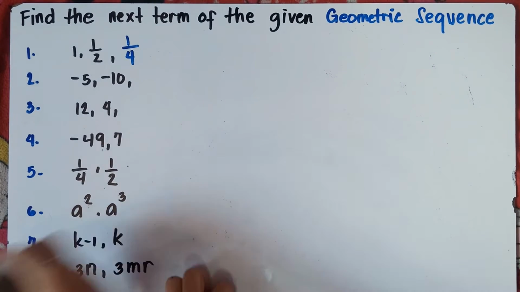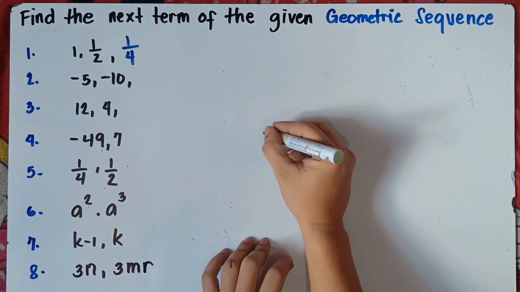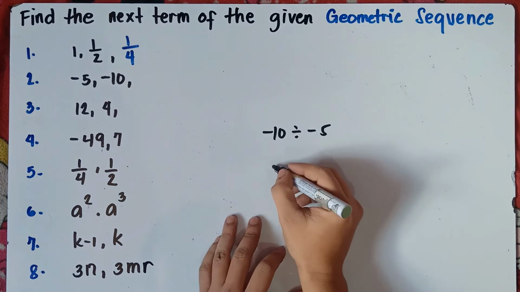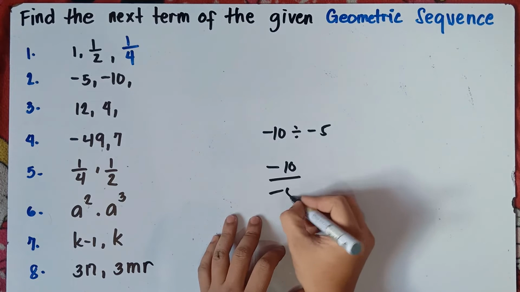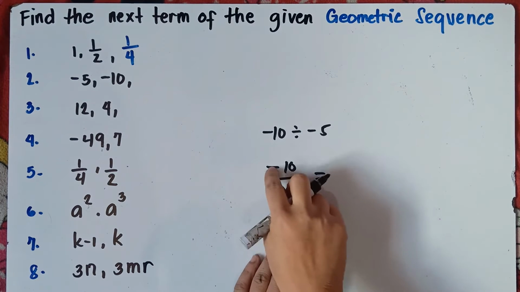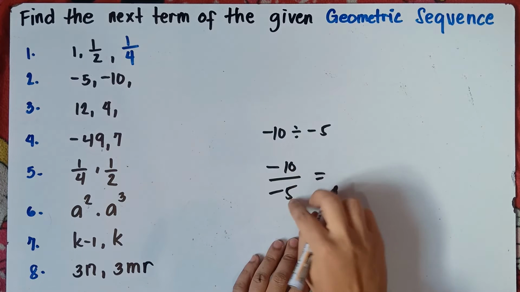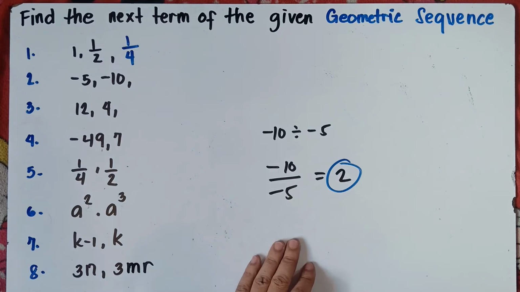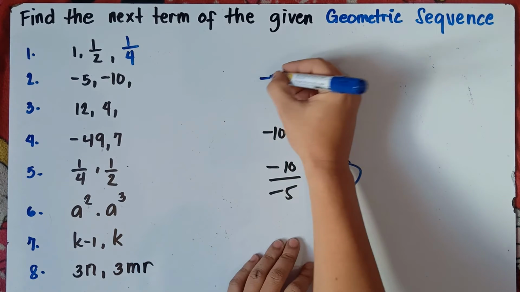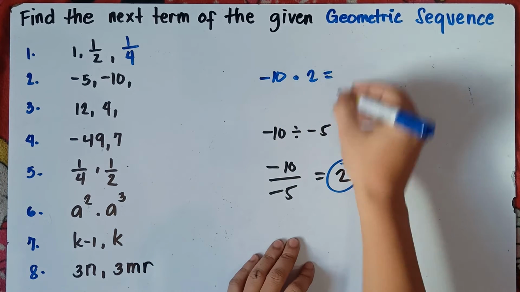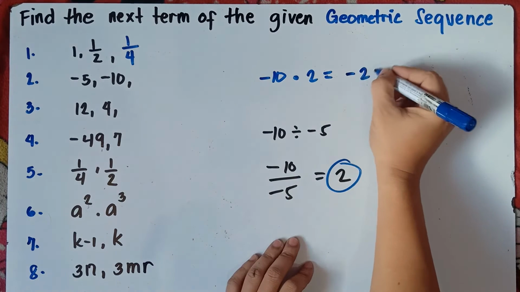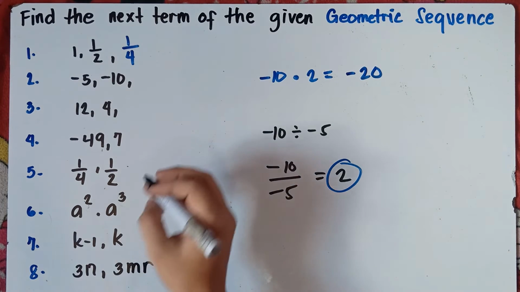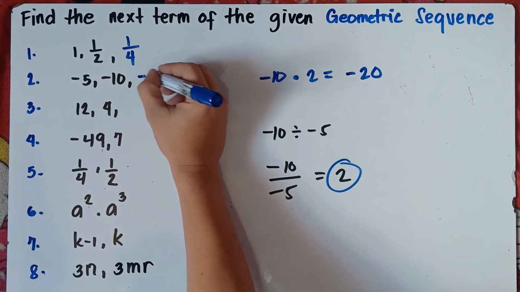Let's try number 2. Once again, divide -10 divided by -5. Or you can write it this way, -10 divided by -5. And the answer will be, negative divided by negative is positive, 10 divided by 5 is 2. So the common ratio is 2. Now, once you get the common ratio, you can multiply it by -10. So -10 times 2, the next number will be -20. Negative times positive is negative. So -20 will be the next number. Easy, right? For number 2.